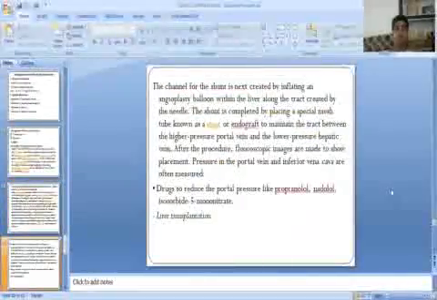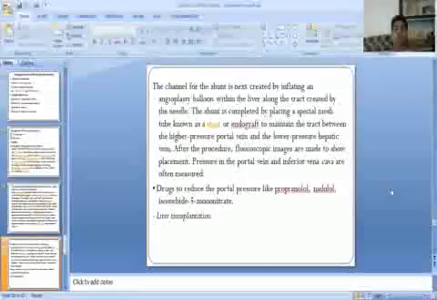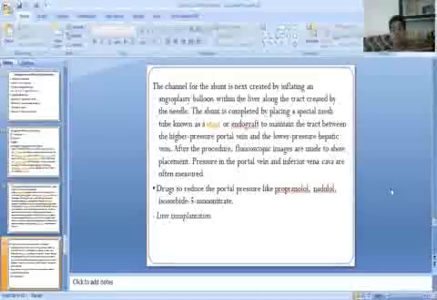The channel of the shunt is next created by inflating an angioplasty balloon within the liver along the tract created by the needle. The shunt is completed by placing a special mesh tube known as a stent or endograft to maintain the tract between the higher pressure portal vein and the lower pressure hepatic vein. After the procedure, fluoroscopic images are made to show placement. Pressure in the portal vein and hepatic vein are optimized.